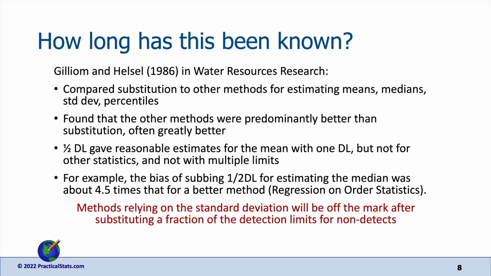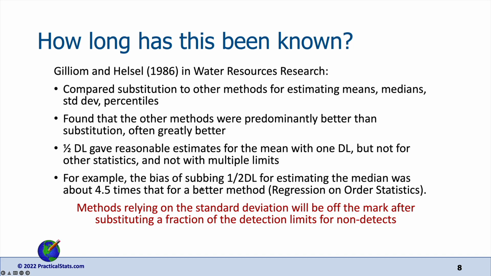So in 1986, we found that the other methods were predominantly better than substitution, and often better by a large margin. That 1/2 the detection limit gave reasonable estimates for the mean when there was one detection limit. And if you find statements that the substitution is not too bad, it's usually because they only looked at one detection limit, but not for other statistics other than the mean, and not for data with multiple detection limits.